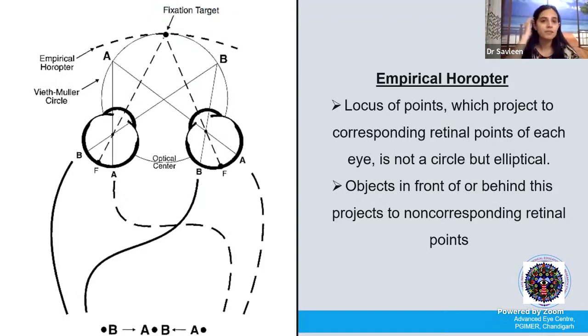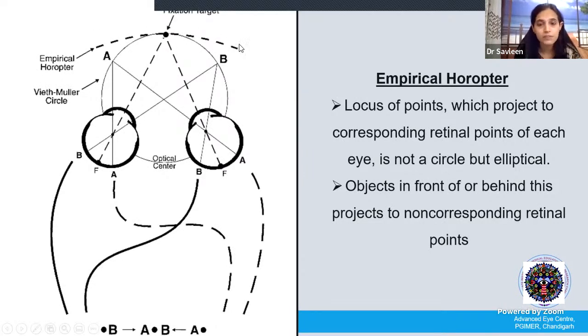But now experiments have told us that the locus of all points which project to the corresponding retinal points is actually not a circle, but an ellipse. So any point on this ellipse would correspond to the same retinal points and form one image. Objects in front of this line or beyond this line will project to non-corresponding retinal points. So this ellipse, this line, is known as the empirical horopter.